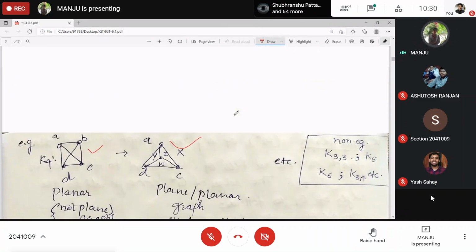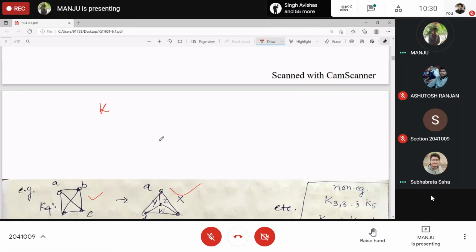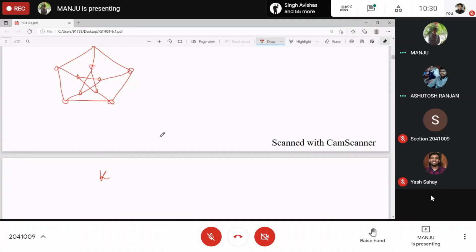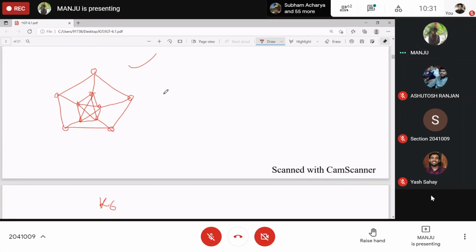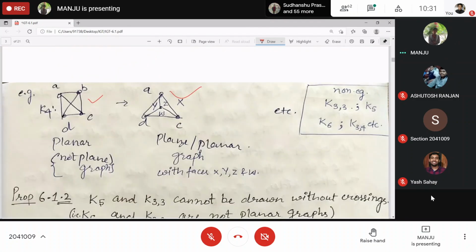What about K6? K6, non-planar. And if I draw this graph, non-planar, right? Because K5 is non-planar and K5 is present over here, right? Bigger is also non-planar. Similarly, K34, K6, K5, K33, these are non-planar. Okay?